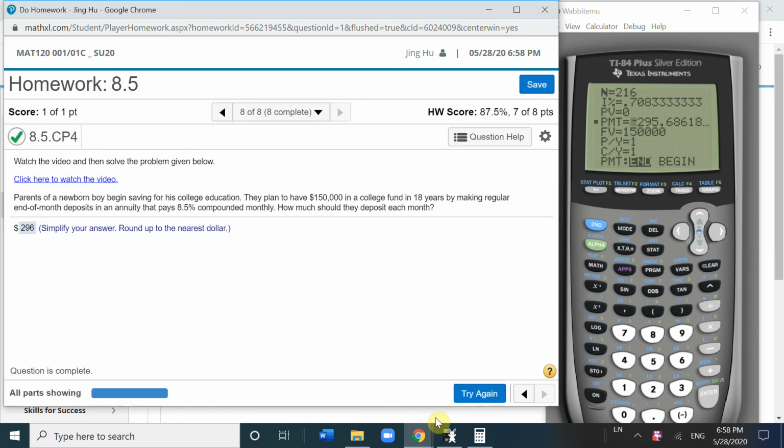Okay, so for other questions, if you get the answer wrong, please try adding 1 or subtracting 1 because of rounding. It's possible the answer in the system is $1 different. So if your answer is counted wrong, you add 1 or minus 1. If it's still not right, that means you didn't do it right. Or you can ask me. That's for 8.5.